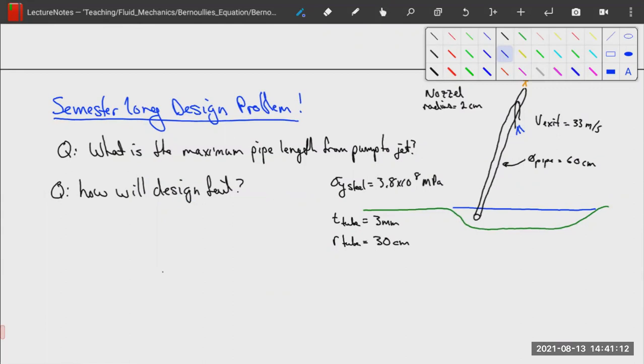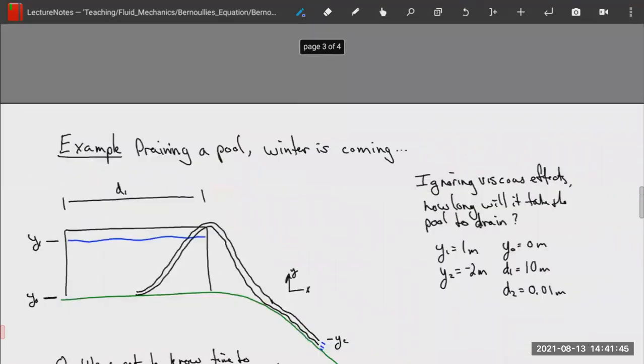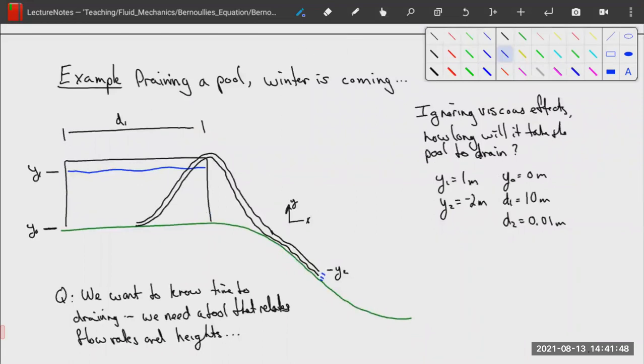And we're going to say, we want to know, given a certain strength of our steel, what is the maximum pipe length from pump to jet that we can have, assuming that our V exit is 33 meters per second. That's actually not very fast for a rocket nozzle exit, but we're going to assume that velocity. And we're going to see how it constrains our design, how we can use Bernoulli's to determine some constraints on our design. Cool. All right, so when I see you again, we're going to be talking about draining a pool with a hose.